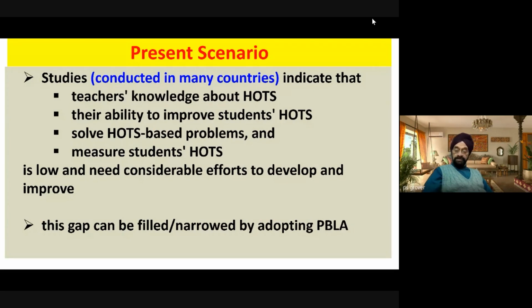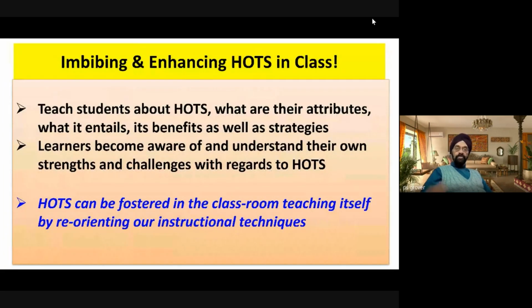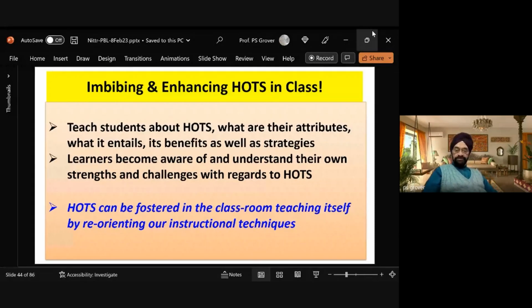I know there are difficulties also. I will share those with you also. So, imbibing and enhancing higher order thinking skills in the class: teach students about higher order thinking skills. How many students know what a problem solving skill is? How many students know what critical thinking skills are?